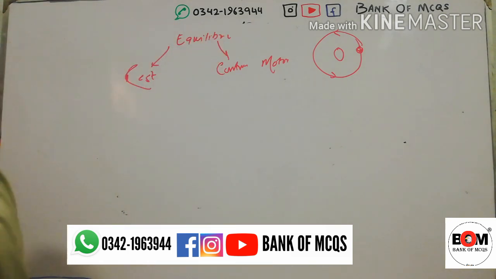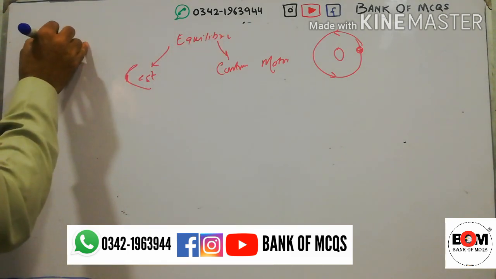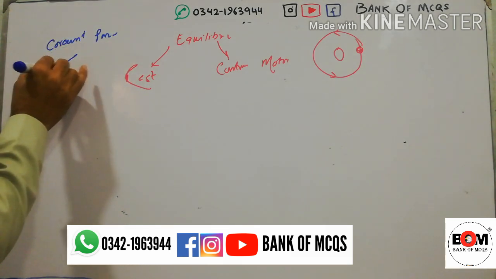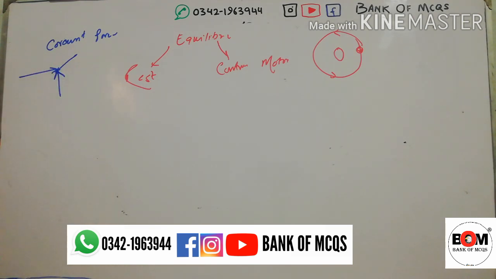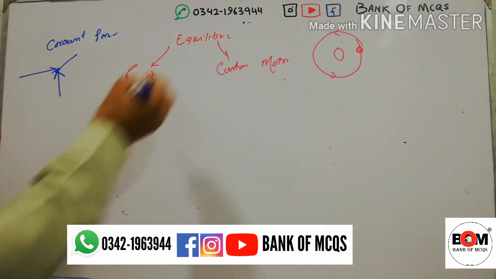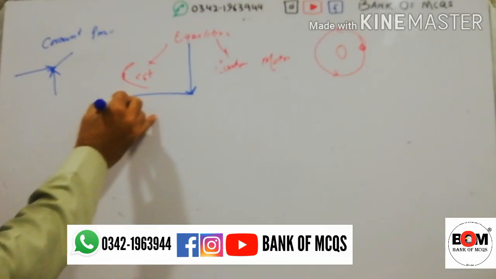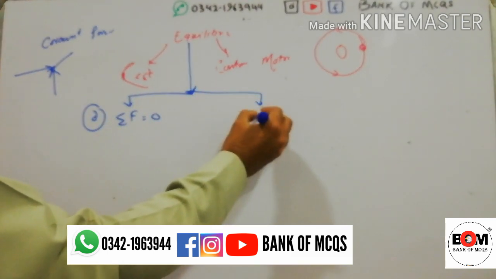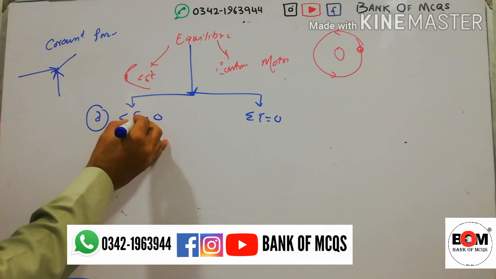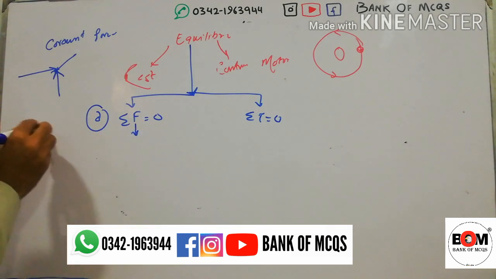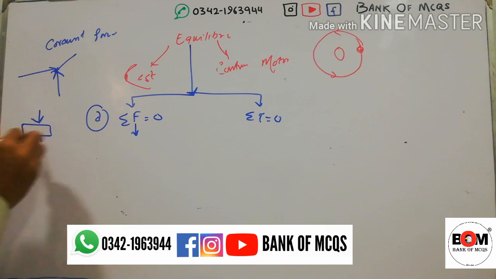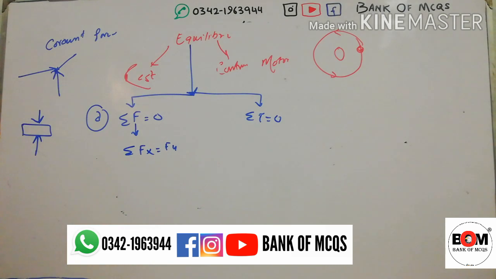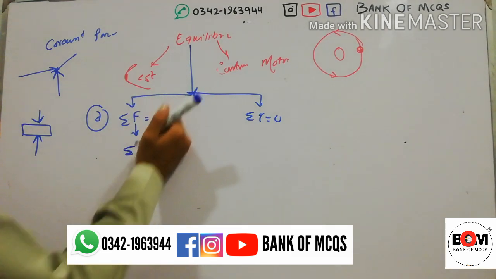To discuss equilibrium, we have a term called concurrent forces. What are concurrent forces? If two or more forces act on the same point, we call them concurrent forces. Now for equilibrium, there are two conditions. Condition number 1, the sum of all forces is equal to 0, and condition number 2, the sum of all torques is equal to 0. For the sum of all forces to be 0, if this is a body with forces acting on the x-axis and y-axis, it means the sum of all x forces is equal to 0 and the sum of all y forces is equal to 0.